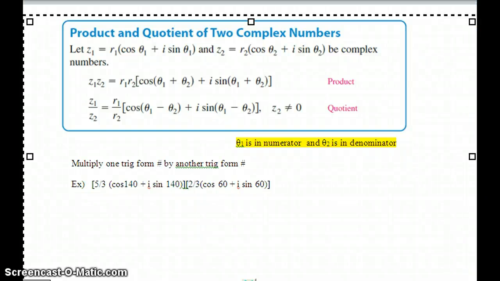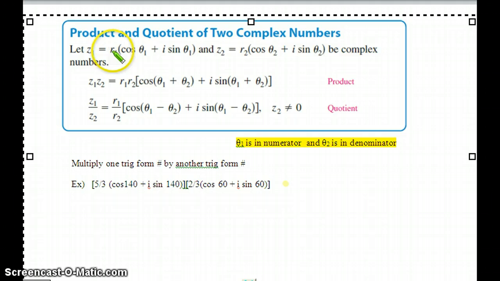So welcome back to 4.3 Part 2 Notes of Trigonometric Form. We're going to talk about finding the product and the quotient of two complex numbers. In other words, we're going to take one complex number, multiply it by another complex number, and get an answer. We'll do the same when it comes to dividing: divide one complex number by another complex number.